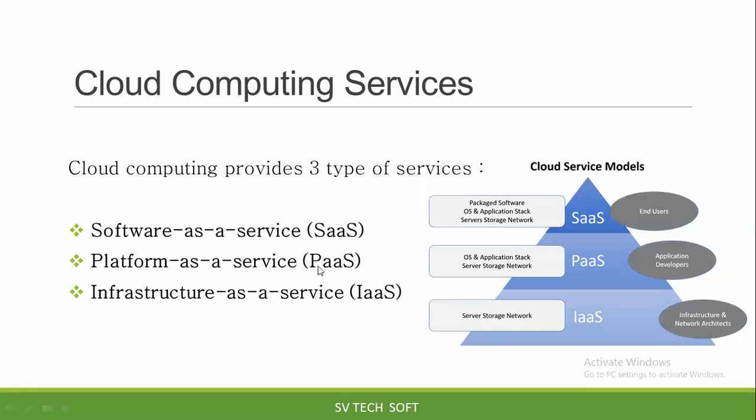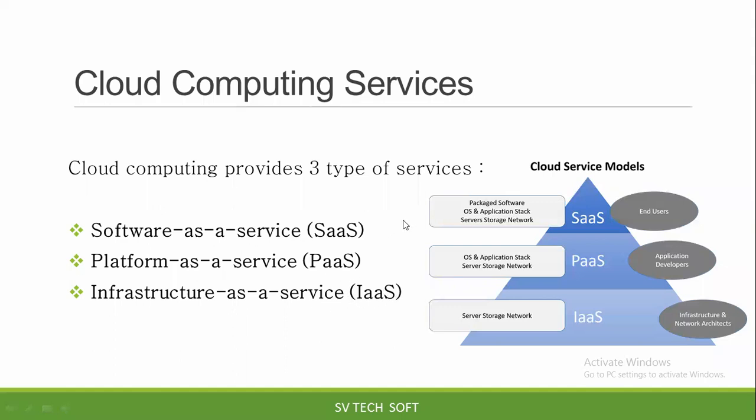PaaS is platform as a service. Any vendor who has their own operating system, for example Windows, Unix, Linux, Ubuntu, all those operating systems are kept under PaaS service. IaaS is infrastructure as a service, meaning everything related to network and database, and related software, is kept under IaaS.